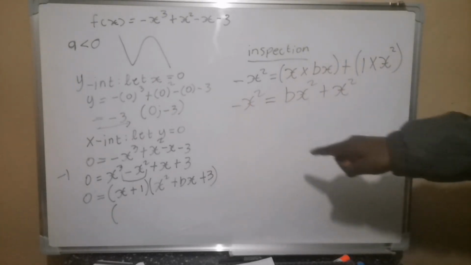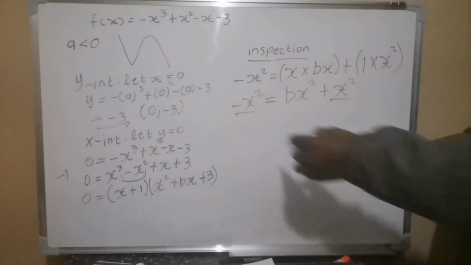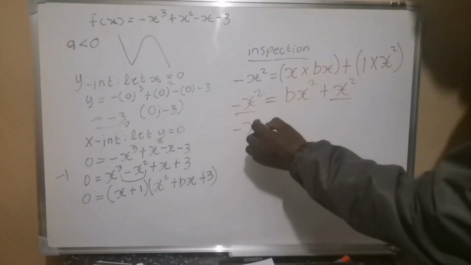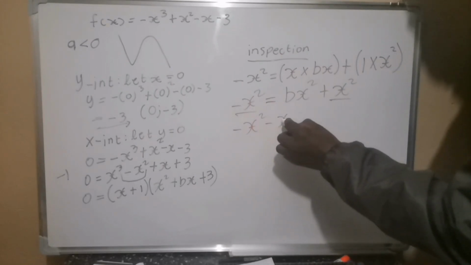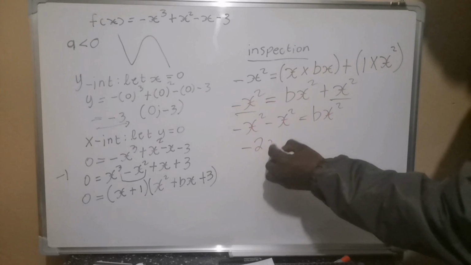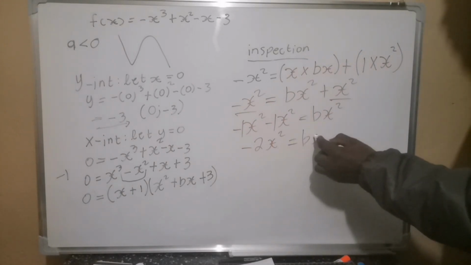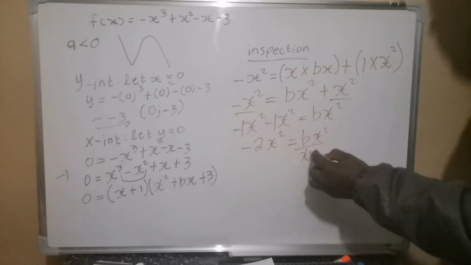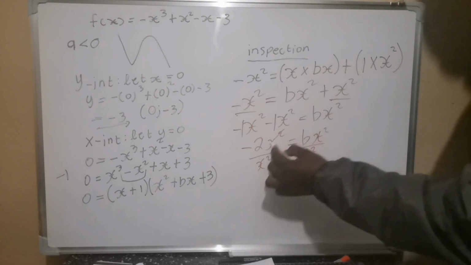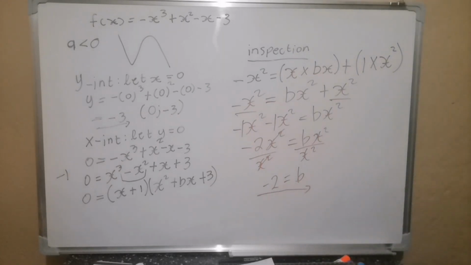Then like terms, I transpose it to the left. So I'm going to have negative x squared minus this x squared equal to bx squared. Then give like terms again. I have negative 2x squared, because negative 1 minus 1 is negative 2x squared, equal to bx squared. Then I divide both sides by x squared, and we're left with negative 2. Therefore, the root of b is negative 2. So in this equation, where I see b, I put in negative 2. That's how you use inspection to simplify or to find factors.